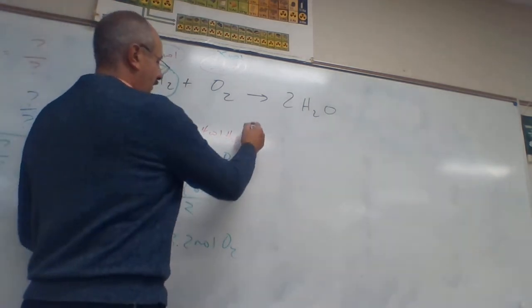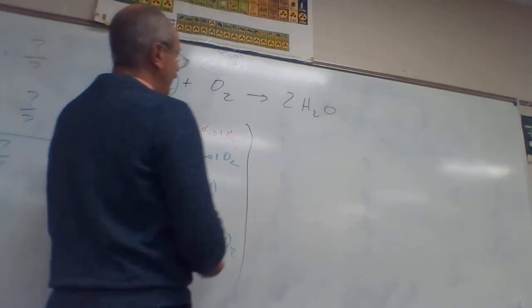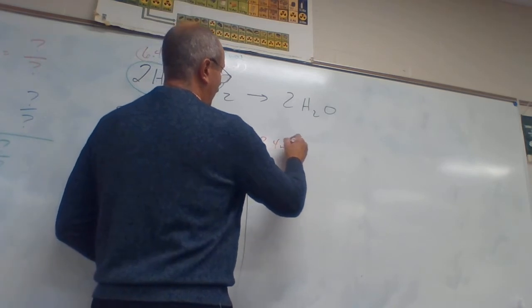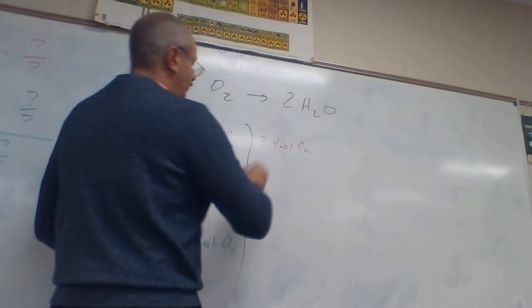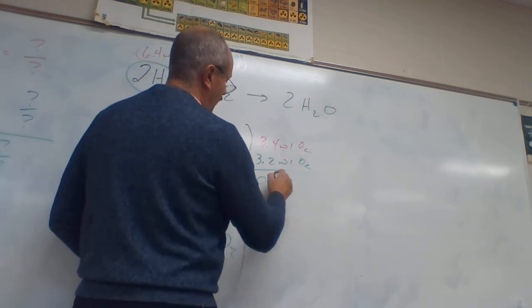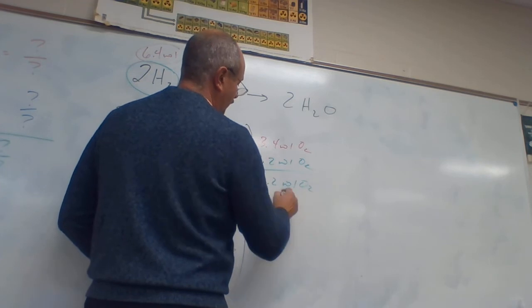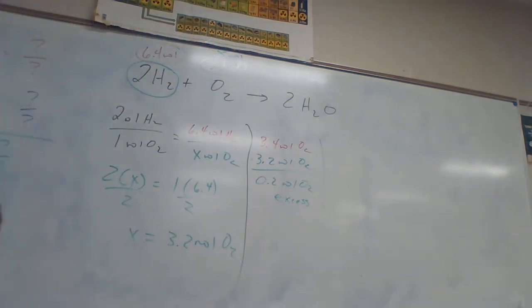So we're going to go to the next part. Next part, how much excess do I have? Well, for excess, they gave me 3.4 moles of O2. I'm going to use 3.2. So I'm going to subtract those. I get 0.2 moles of O2 excess or extra. So that's what I have in excess.